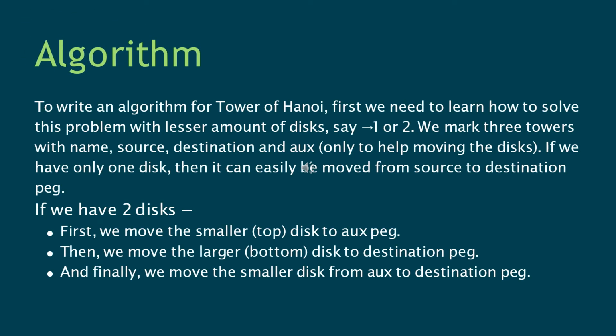Algorithm. To write an algorithm for Tower of Hanoi, first we need to learn how to solve this problem with a lesser number of disks, say 1 or 2. We mark 3 towers with names: source, destination and aux. If we have only one disk, then it can be easily moved from source to destination peg. If we have two disks, first we move the smaller disk to aux peg, then we move the larger disk to destination peg. And finally, we move the smaller disk from aux to destination peg.